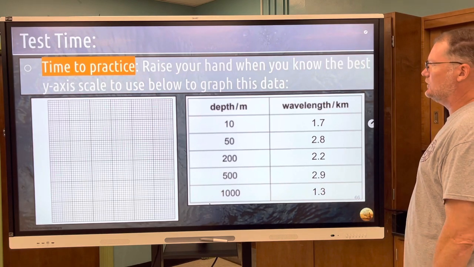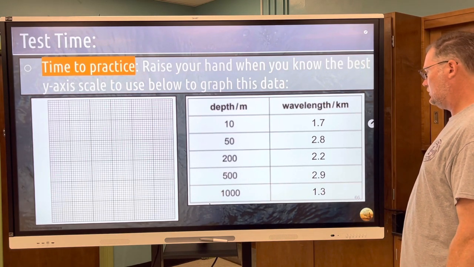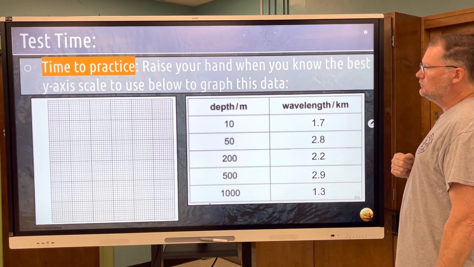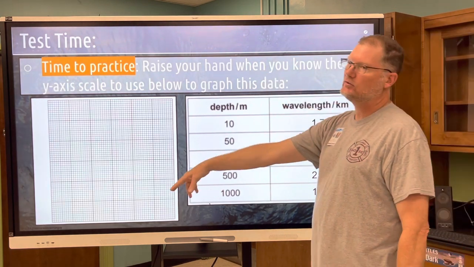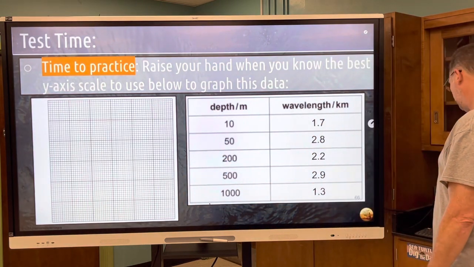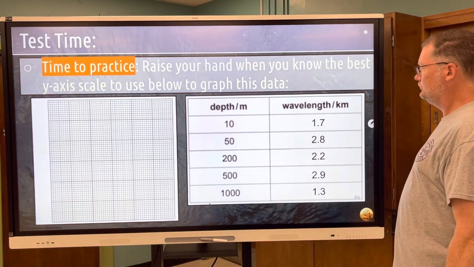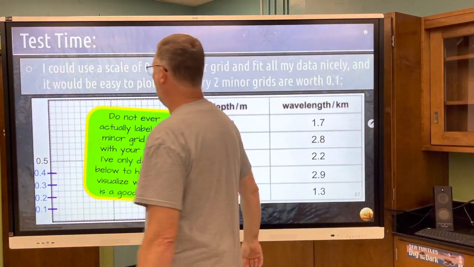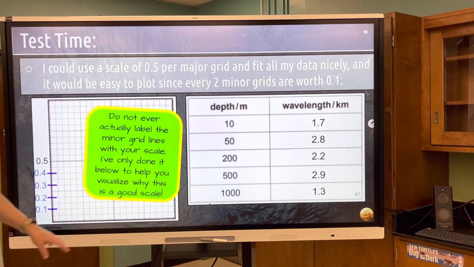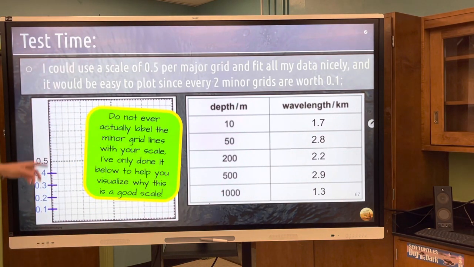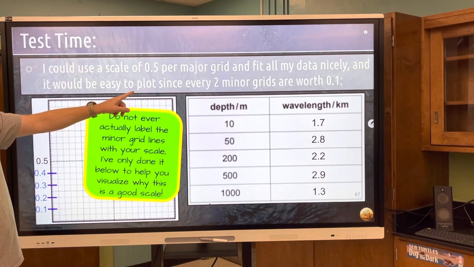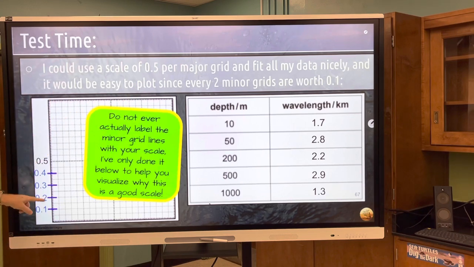Best y-axis scale for this data set. So your lowest number is 1.3, your highest is 2.9. And you've got 5 major grid lines. Okay. So you could use a scale of 0.5 per major grid to fit all of your data nicely. And that would mean you could plot easy to plot since every two minor grids are worth 0.1.